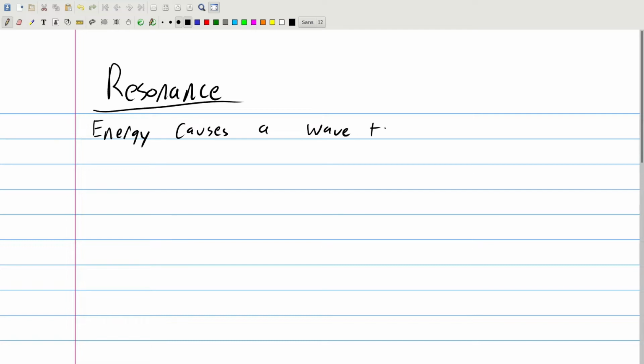So, resonance. What is it? Well, strictly speaking, it's about when energy causes a wave to form and often grow. So what do we mean by that? Well, that energy could come in the form of another wave.